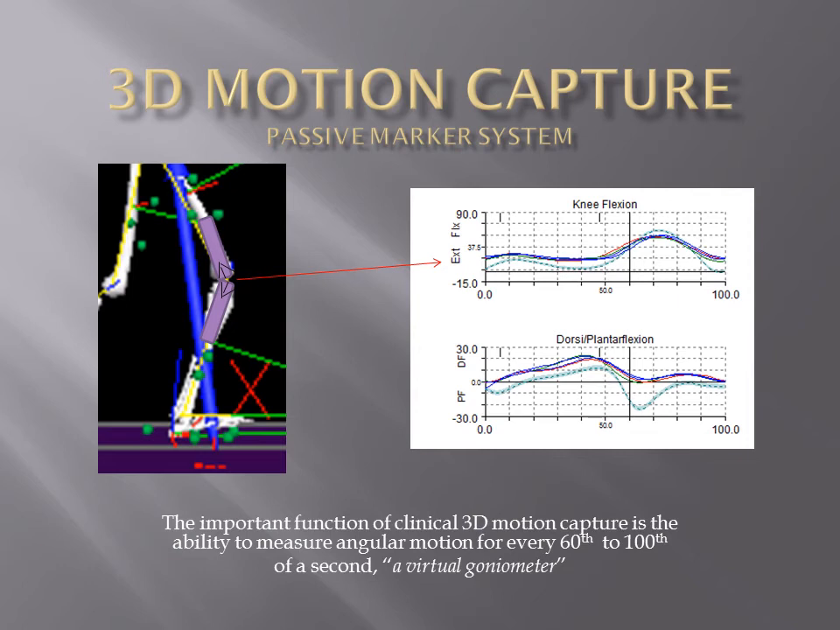In this case, the purple on the left denotes what would be a virtual goniometer, and on the right is the graph for every 60th of a second of a person walking down our walkway, and comparing the motion, which is in red, blue, and green, above the cyan or light blue normal database of the normal population.